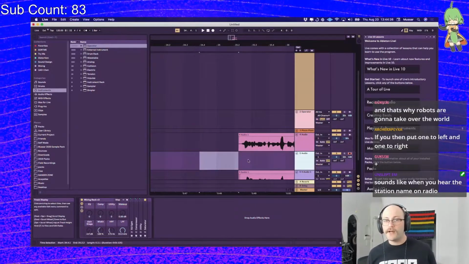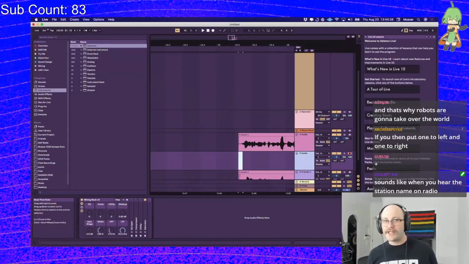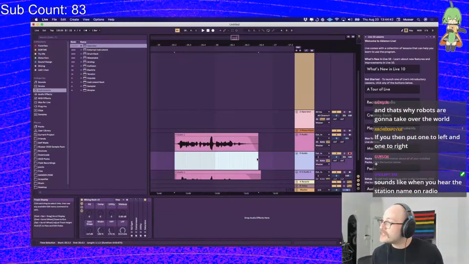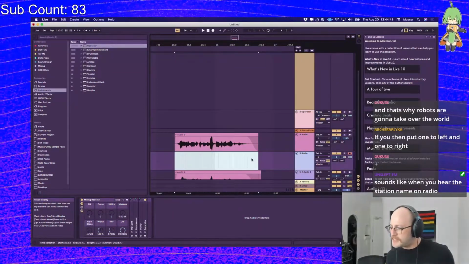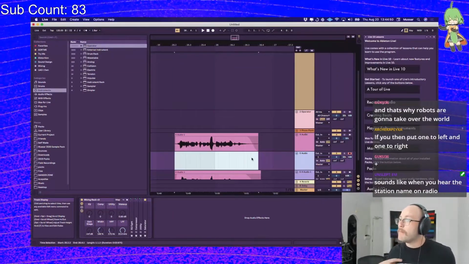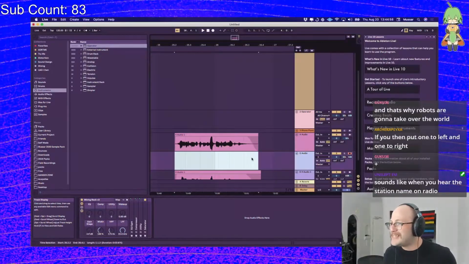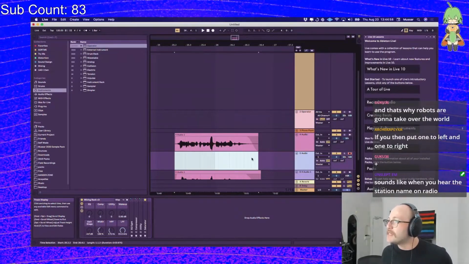Personally, I find this to be a bit too wide. I would prefer if I had one additional recording of me saying this thing and I placed that one in the center. But this is why, in my opinion, printing things to audio is better than leaving things in MIDI.